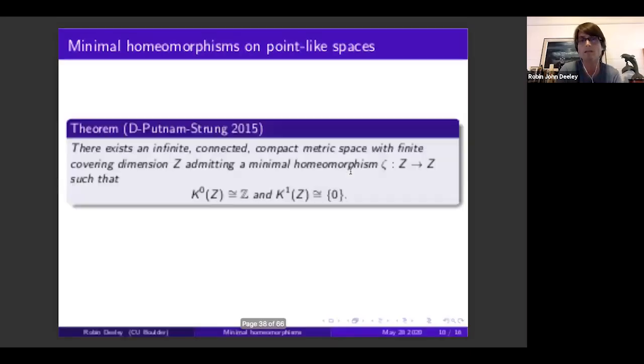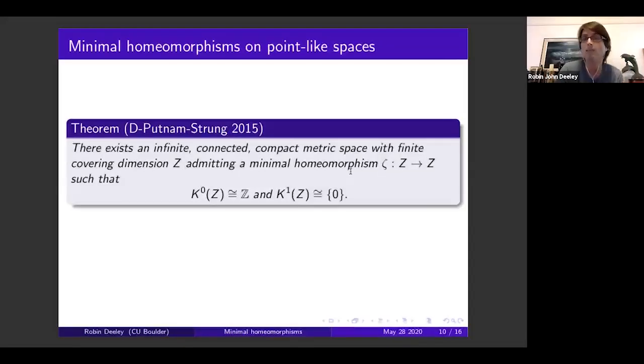And so the result we have, in the previous work, is that we indeed have such a space. So we have a space that has the K-theory of a point and admits a minimal homeomorphism. Now, I'm not going to talk too much about this construction, one, because I don't have time, but also it's good not to talk about it because we're using it in this talk like a black box.